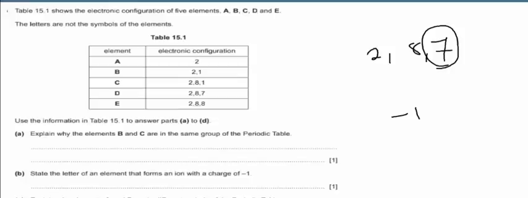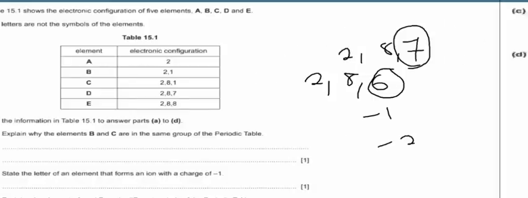Now, if the question was saying state the letter of an element that forms an ion with a charge of -2, meaning from table 15.1 we would have been given something like 2, 8, 6, because for this one to become stable, it needs how many electrons? 2 electrons, meaning it is going to form -2. So let's move on to the next one.